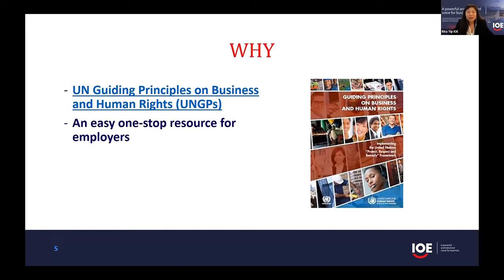And so this important instrument provides the blueprint for employers to develop robust management systems for due diligence. It is important to clarify that the guiding principles themselves do not create new legal obligations, but clarify what existing international instruments mean for companies.